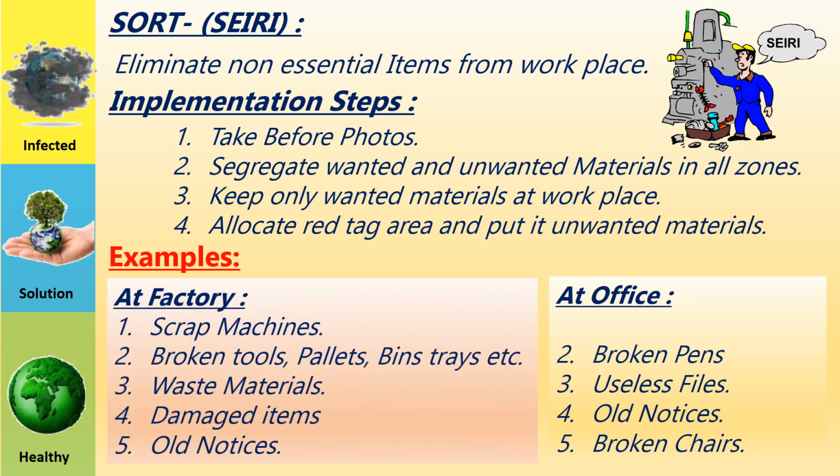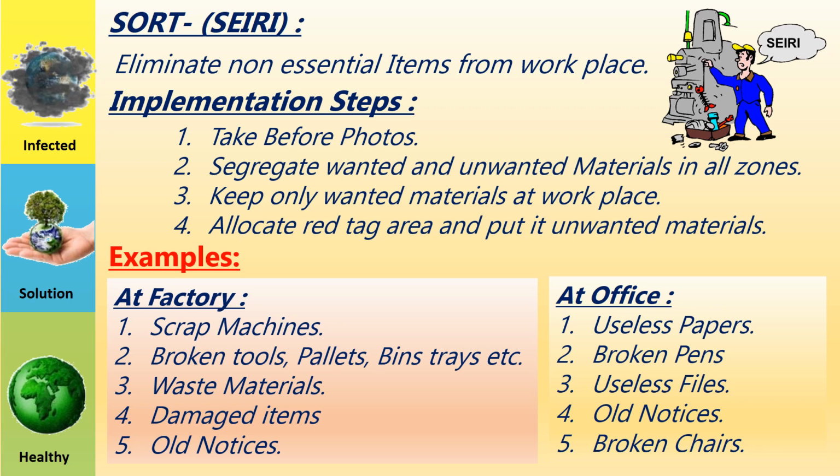For example, in a factory, the unwanted materials in workplaces might be scrap machines, broken tools, pallets, bins, trays, etc. Like wasted material or rejection materials, damaged items, and old notices, old instructions or old SOPs. In an office, the unwanted materials might be useless papers, broken pens, useless files, old notices, broken chairs. So these are some examples for the office area, and these are for the factory area.